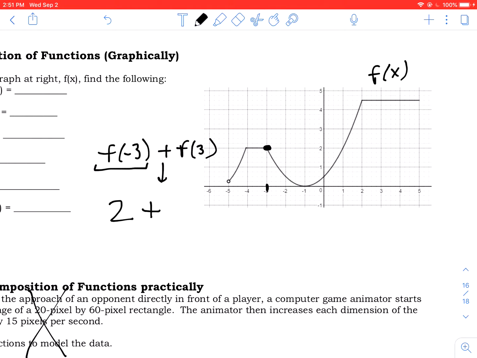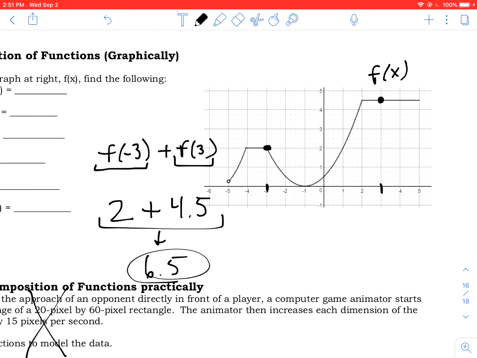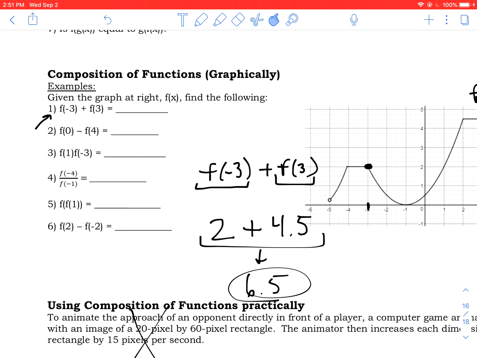Plus f of 3, same idea. When x is 3, y is what? And that looks to me like a height of 4.5. Just eyeballing it. And what's 2 plus 4.5? Well, that's 6.5. So the answer to that first problem is 6.5.